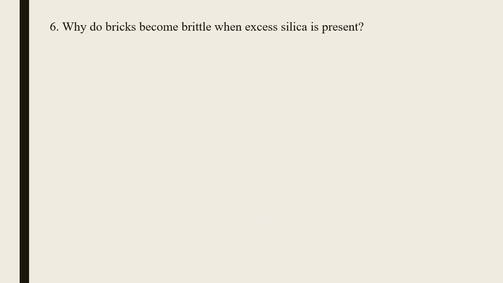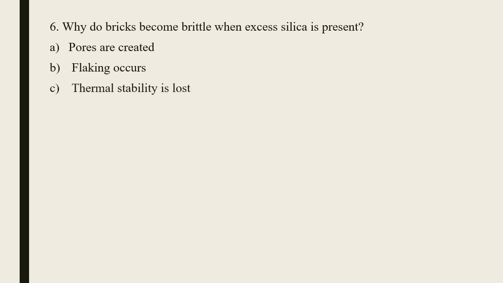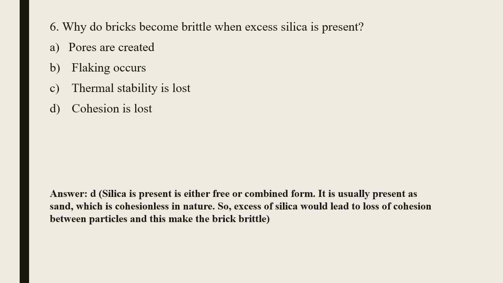Why do bricks become brittle when excess silica is present? A. Pores are created. B. Flaking occurs. C. Thermal stability is lost. D. Cohesion is lost. Answer is option D. Silica is present in either free or combined form. It is usually present as sand, which is cohesionless in nature. So excess of silica could lead to loss of cohesion between particles and this makes the brick brittle.